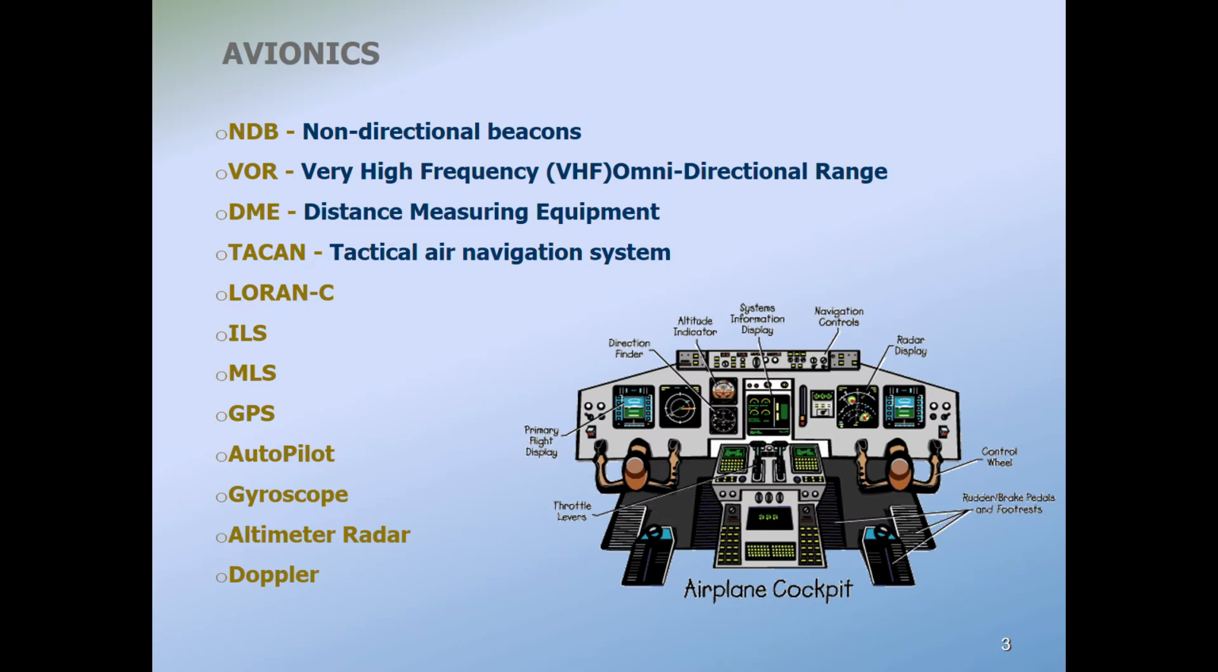Okay, we also have TACAN, Tactical Air Navigation System. This one we most likely use in military jet aircraft, because we are involved with military exercises. And then we have LORAN, which is a hyperbolic radio navigation system that allows a receiver to determine its position. They transmit a low frequency radio signal by fixed length. This is related to the radio beacon as well.